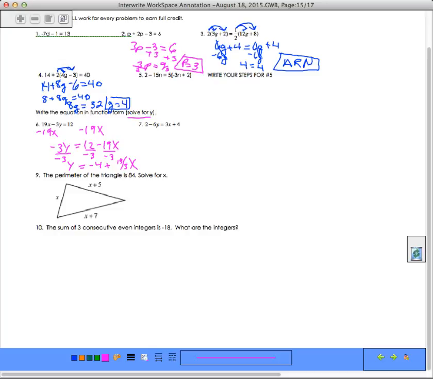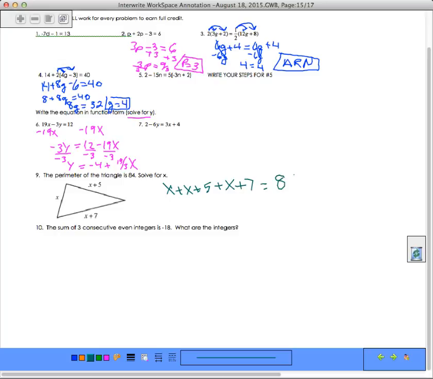Let's look at, oh, I can't count. I left out 8. That's okay. Let's look at number 9. Number 9, it says the perimeter of the triangle is 82, solve for x. Remember that when we're finding perimeter, we're adding up all the sides. So adding up all the sides here would look like x plus 5 plus x plus 7.